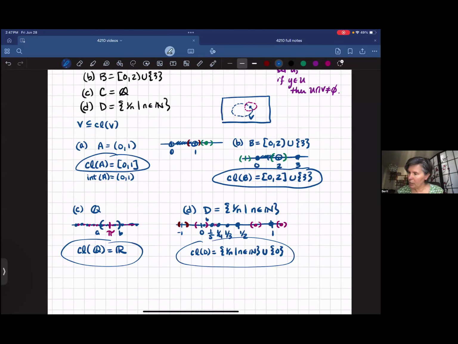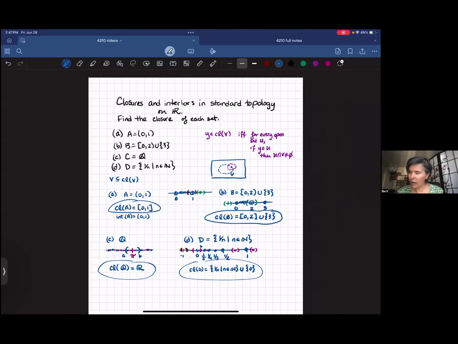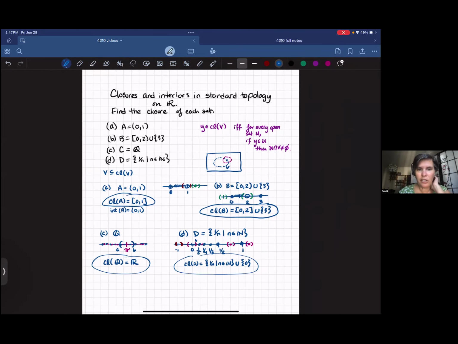Okay, so this video shows how we use this characterization of the closure, that a point is in the closure if and only if every open set containing that point has to touch the set. We can use that to figure out what points we need to add to a set in order to get its closure. Okay, so this is an example in the standard topology of how to find the closures of sets.